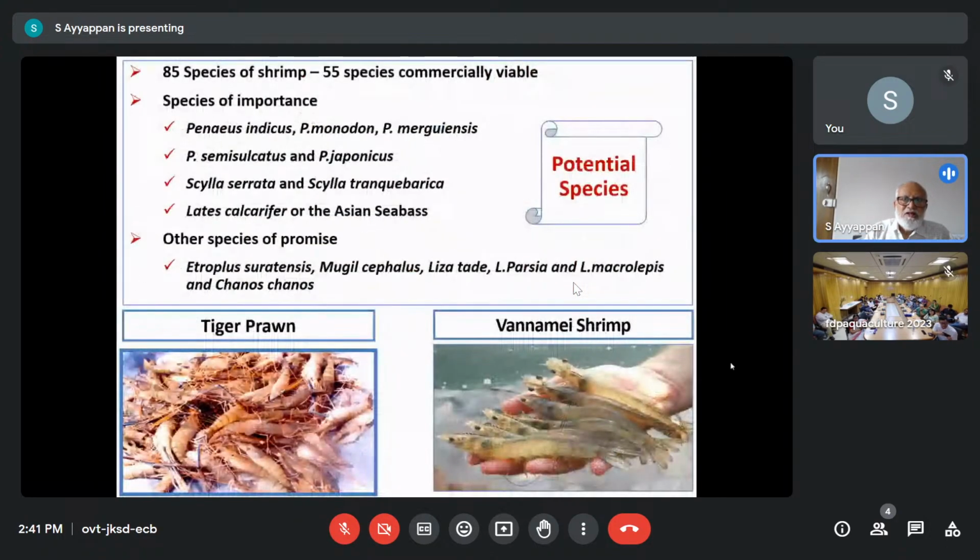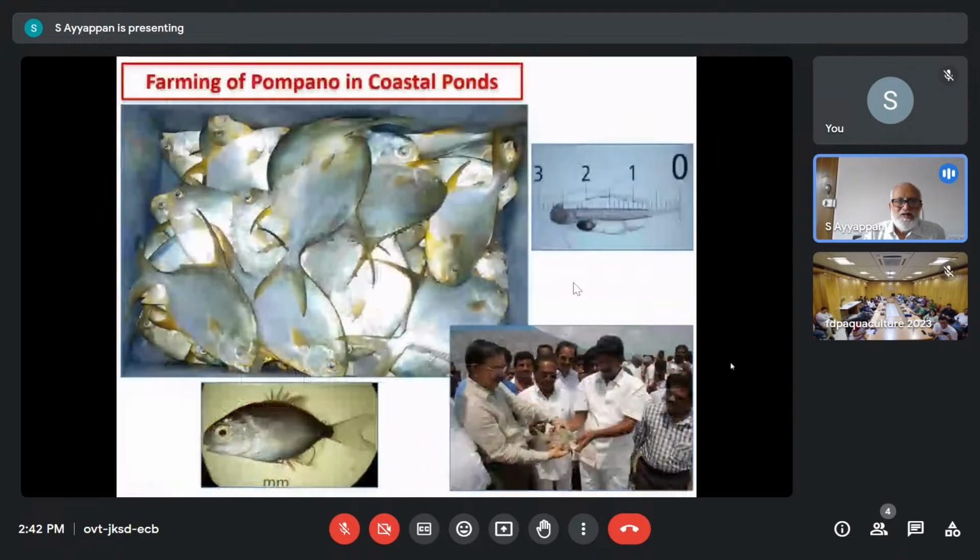But still, there are 55 species of commercially viable shrimp, and that's what we are talking of as diversification. Apart from the tiger prawn, Penaeus monodon, we are also talking of the Indian shrimp, Penaeus indicus, the Indian white shrimp, a smaller one. So we need to diversify. Otherwise, we have had a lot of problems with regard to disease incidents. White spot, for example, you might remember. After that, several other syndromes are coming in. So that's why we are trying a lot of diversification when it comes to coastal aquaculture.